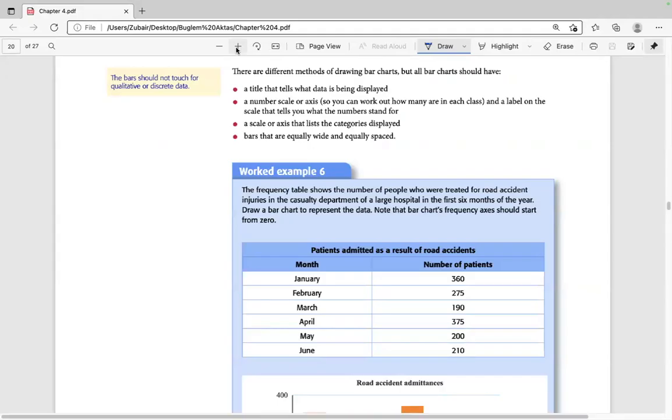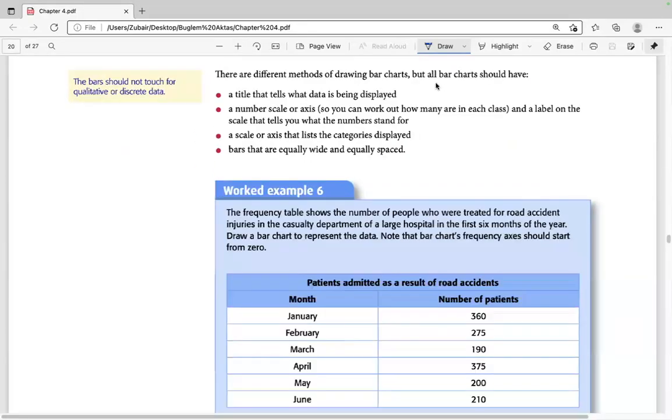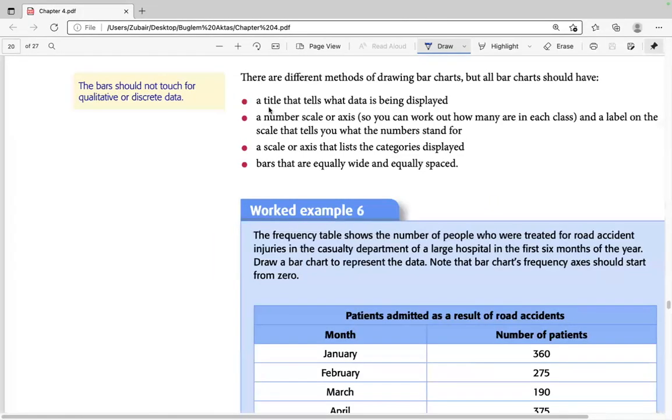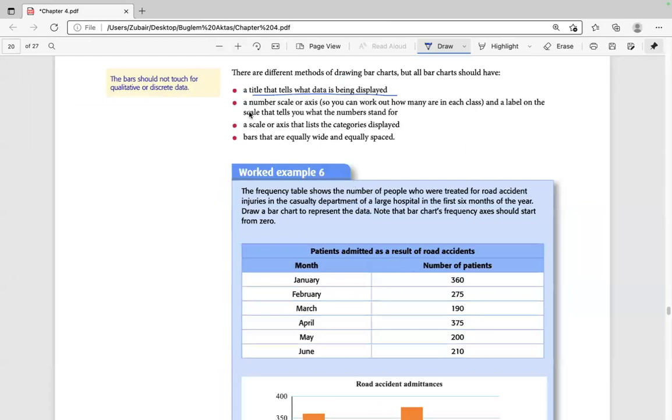Now, there are different methods of drawing bar charts, but all the bar charts should have a title that tells what data is being displayed. That is pretty obvious. And a number scale or axis so that you can work out how many are there in each class.